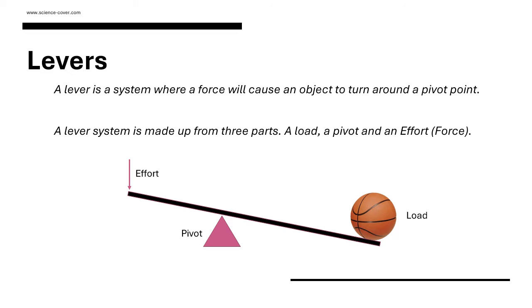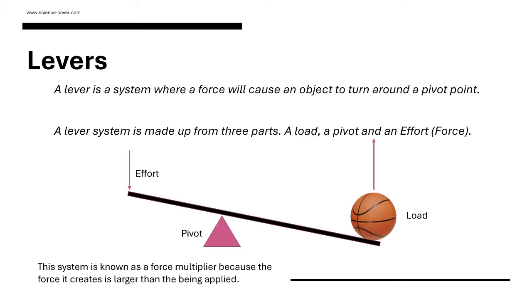Now, if the distance between the load and the pivot is larger than the distance between the effort and the pivot, then the force produced will be larger than the effort force that was applied. It's for this reason that this system is known as a force multiplier, because the force it's creating is larger than the force being applied.